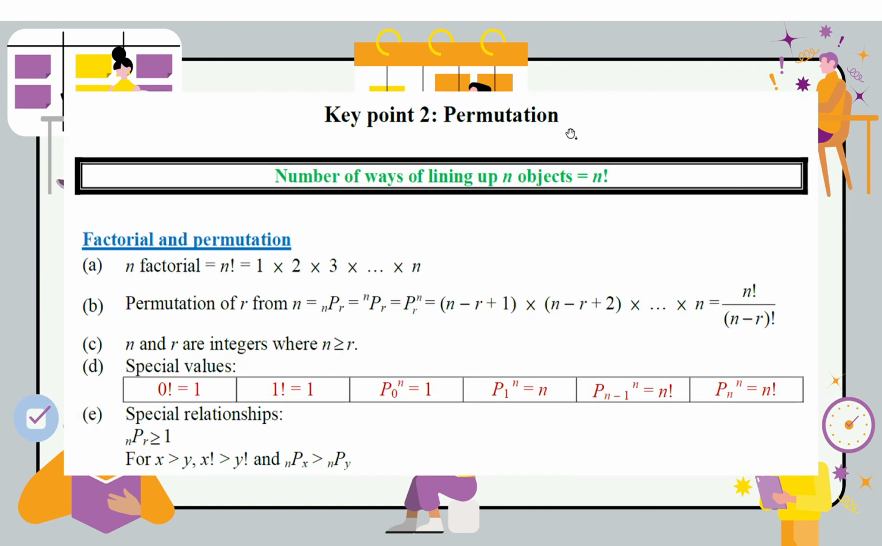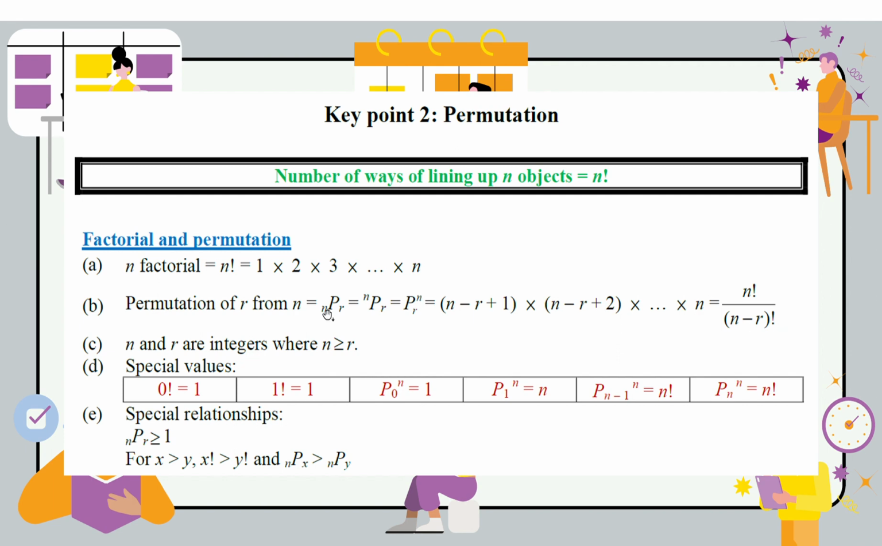Permutation is something new that we want to introduce. We don't have it in SL. First of all, remember what a factorial is. The number of ways of lining up n things is n factorial. In AHL, we want to understand more about the application of n factorial, permutation, and combination. So first of all, factorial and permutation. n factorial is 1 times 2 times 3 times up to n. Permutation is very similar to combination, but it is n factorial over n minus r factorial, so the r factorial is missing here.